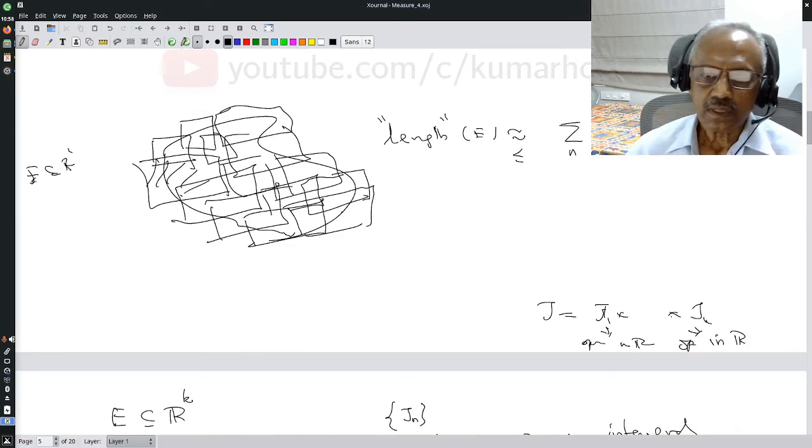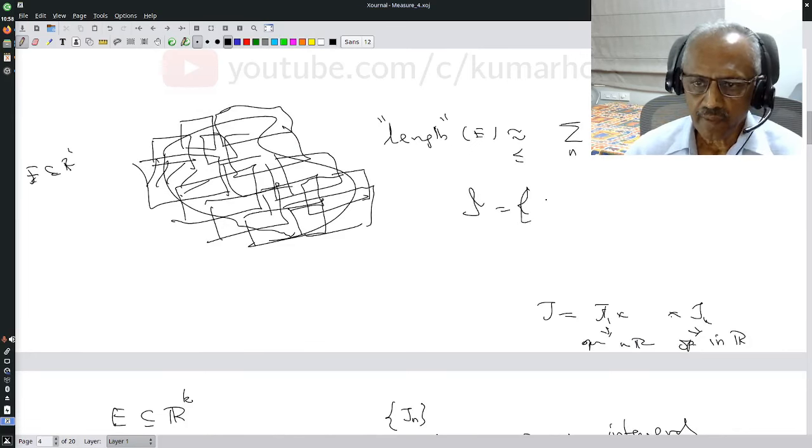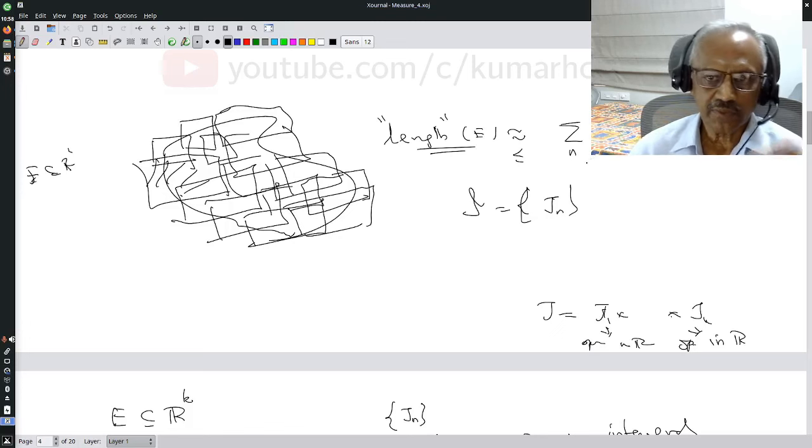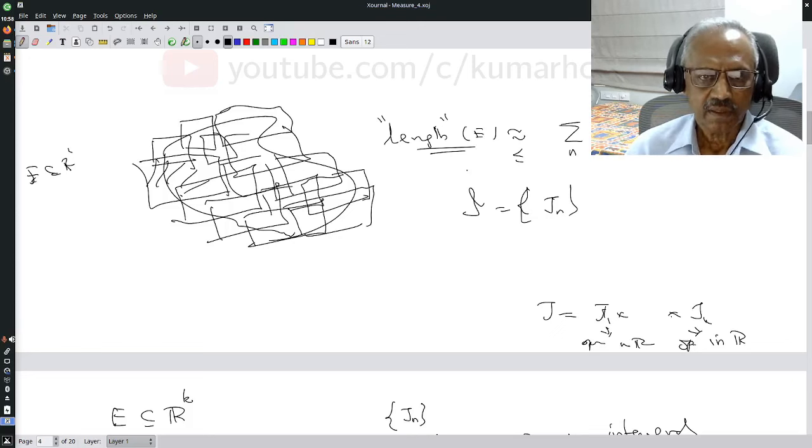So given any countable collection of intervals covering V, we have the approximate length of V, which is the summation of the lengths of Jn. So this naturally, as you can see, is very likely to overshoot the actual length of V, the actual area of V. So what do I do? I try to take the minimum. So cover E with all possible countable coverings, and for each covering I have the notion of a length of that covering, and then I choose the one which is the least, that is the infimum or greatest lower bound.